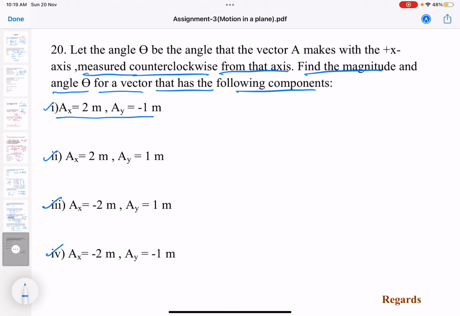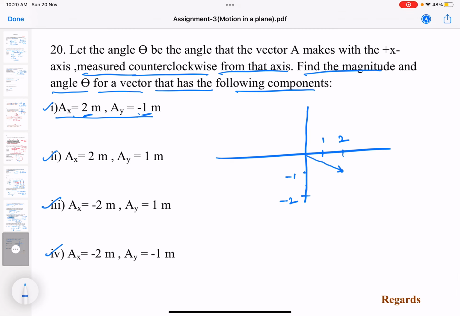Right. If Ax equal to 2 meters, Ay equal to 1 meter. Like this, Ax equal to 2 meters, Ay equal to minus 1 meter. He has given the x component is 2 meters, the y component is minus 1. So 2 comma minus 1. Okay, this is our vector like this.